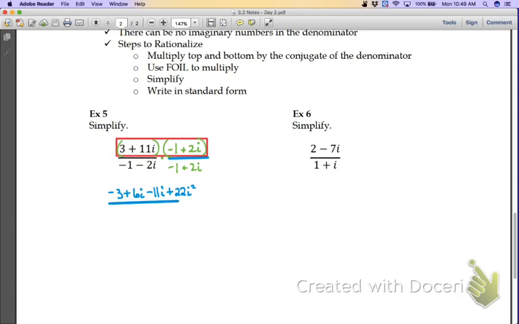Now if we do the bottom, and if you need to write it out as far as the bottom side is concerned down here, that's fine. If you want to write out every single part, you have negative 1 times negative 1, so that's positive 1.